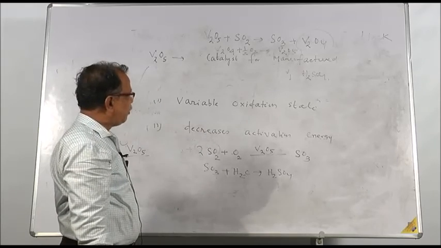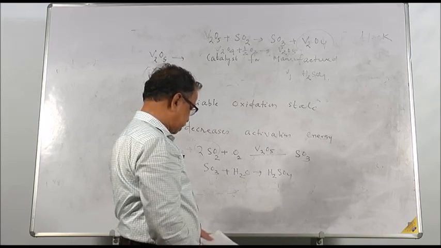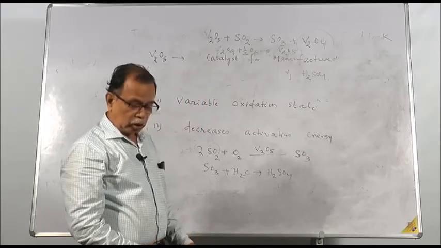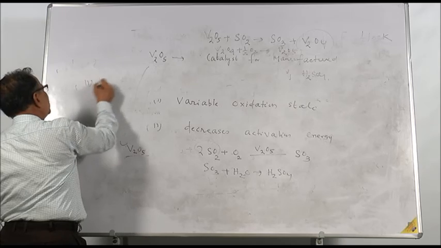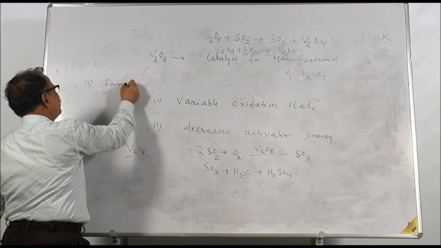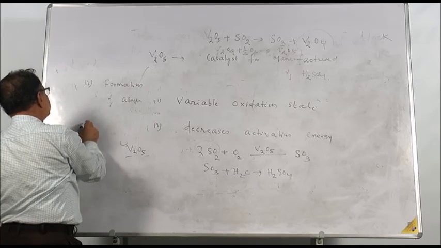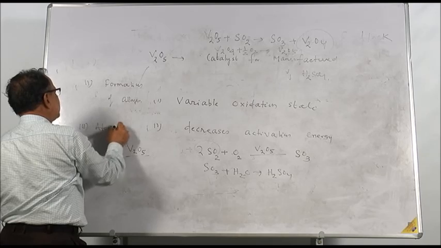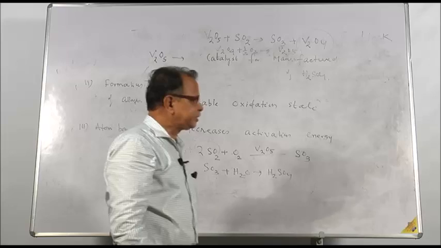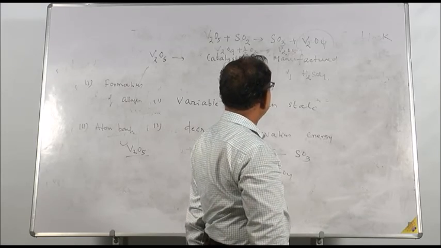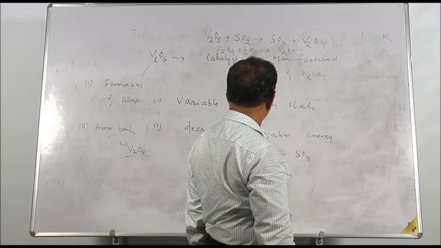Question: why are transition elements used as catalysts? Explain. You can explain in this way. Number two, they also form alloys, the formation of alloys. Number three, the use as an atom bomb. So this is all about lanthanides and actinides, D block elements and F block elements. Potassium permanganate and dichromate we have discussed previously. So thank you all.